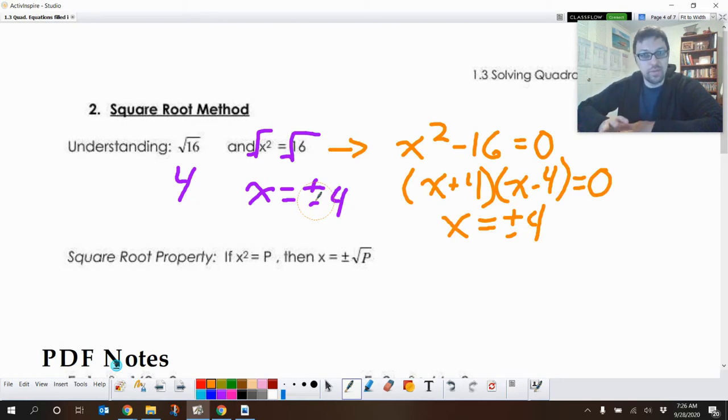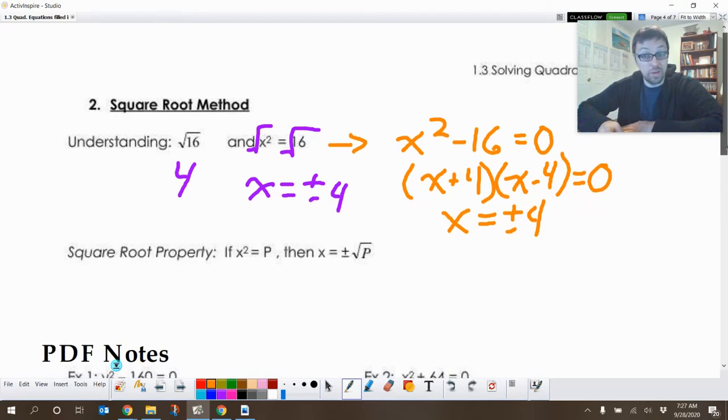There's going to be times where we just want the positive one. There's going to be times where we want both. And there's going to be times where we just want the negative one. So it's important that we know that that plus or minus exists. And then we look at the context of our problem to determine which one we're going to need.